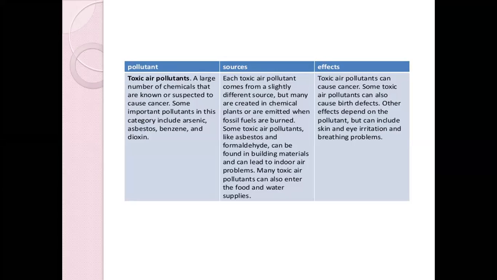Each of the toxic air pollutants comes from a slightly different source. They do not all come from the same source, but many are created in factories like chemical plants, or whenever fossil fuels are burned. Some toxic air pollutants like asbestos and formaldehyde can be found in building materials, and they can also lead to indoor air problems. Many of them can also enter the food and water supplies.